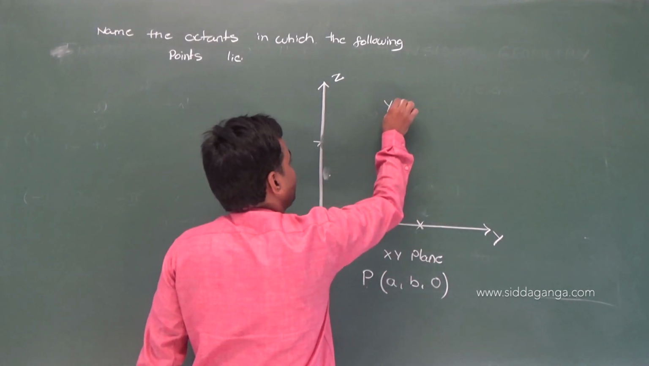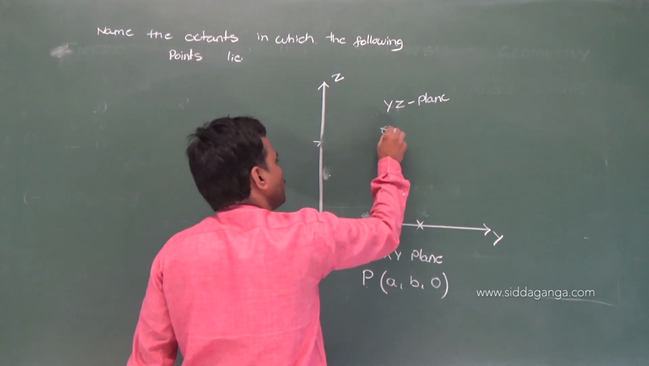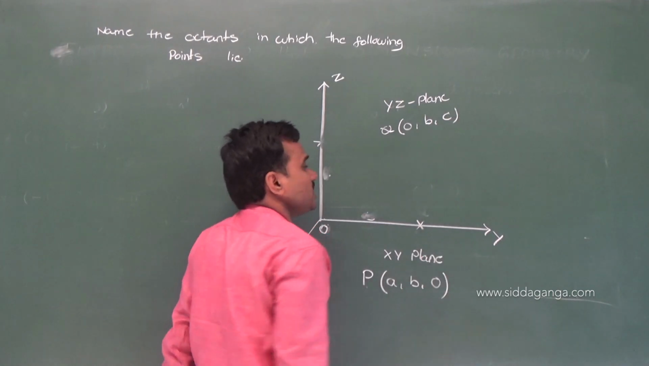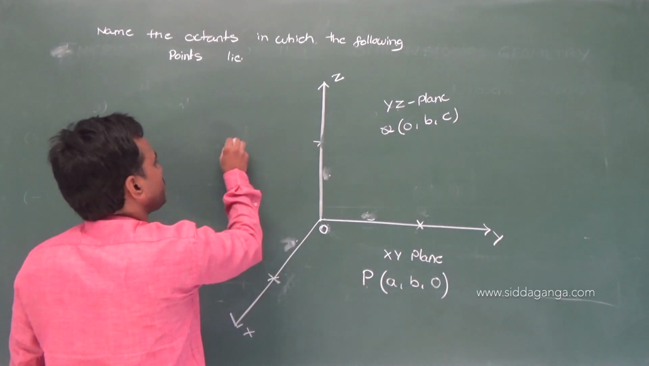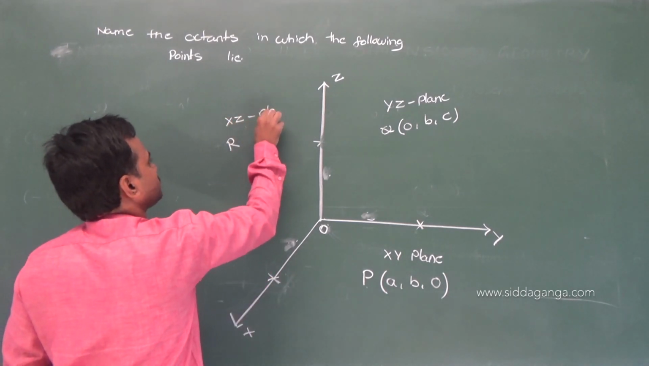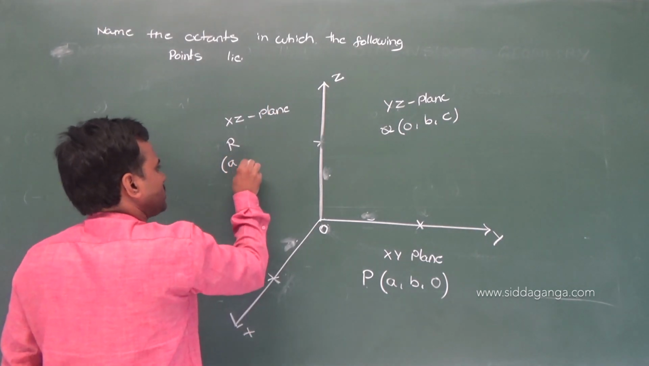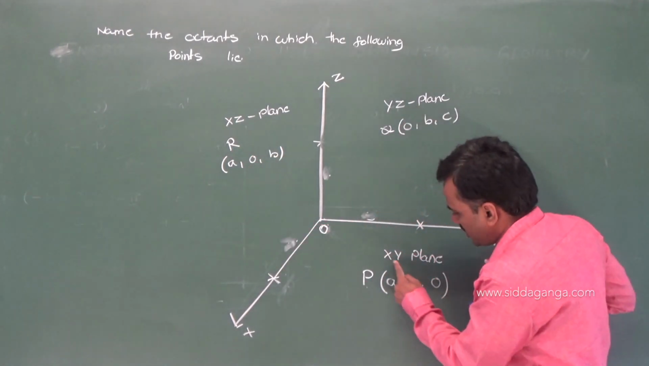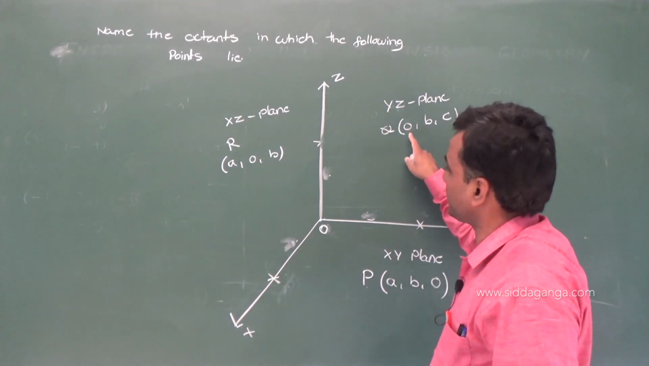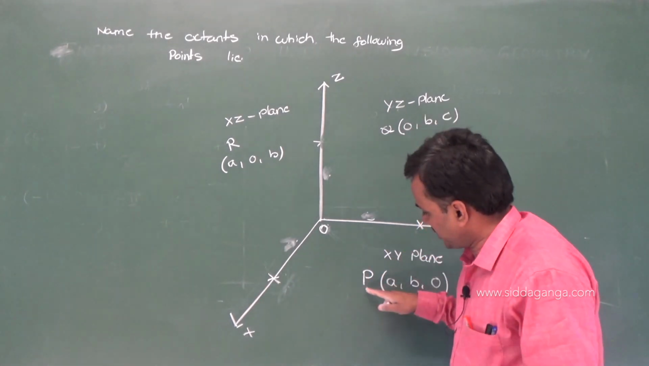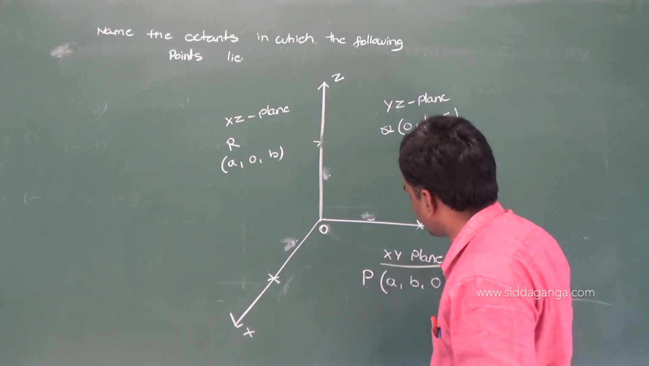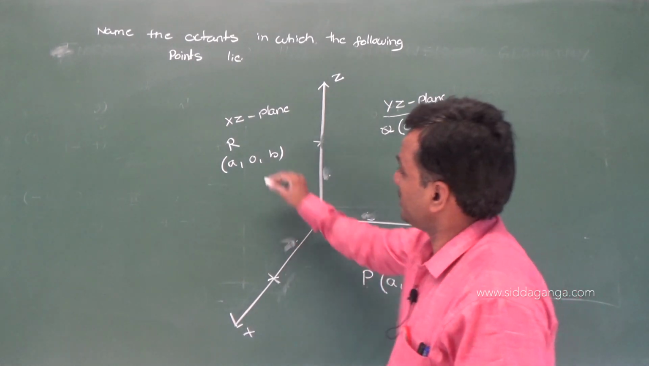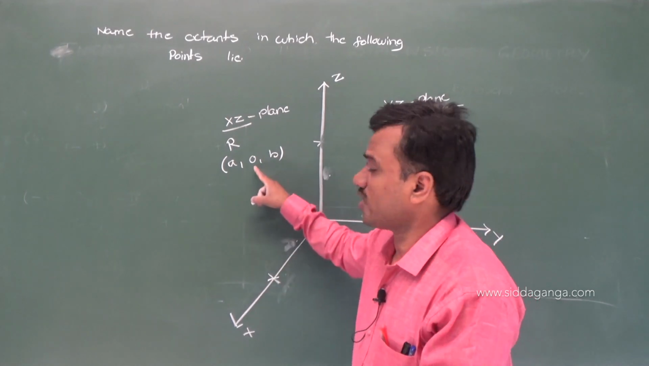Similarly, if a point, instead of P I write Q, lies in the YZ plane, on the YZ plane the x coordinate is 0. Correct? If a point R lies on the XZ plane, so a comma 0 comma b, the y coordinate is 0. On the XY plane, the z coordinate is 0. On the YZ plane, the x coordinate is 0. Very important. If a point P lies on the XY plane, the z coordinate is 0. If a point Q lies on the YZ plane, the x coordinate is 0. If a point R lies on the XZ plane, the y coordinate is 0.